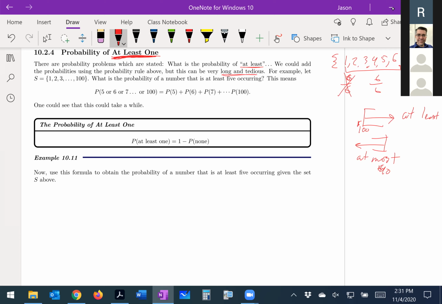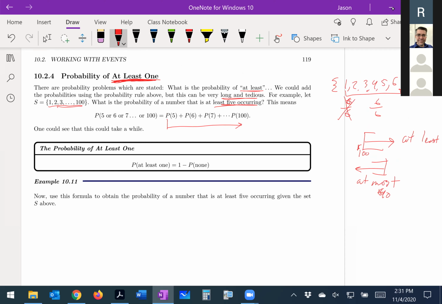For example, let the sample space be 1 to 100. What is the probability of a number that is at least 5 occurring? What does that mean? It means we want 5 or more. That's what at least means. We could see that this could take a while. You'd have to find the probabilities for 5 through 100.